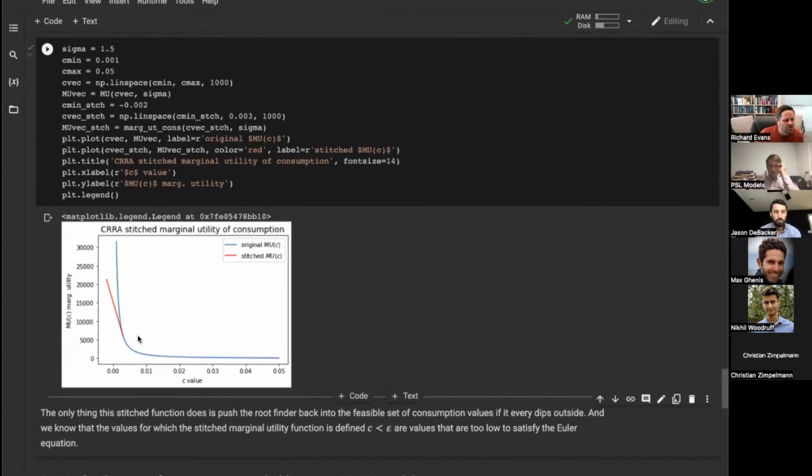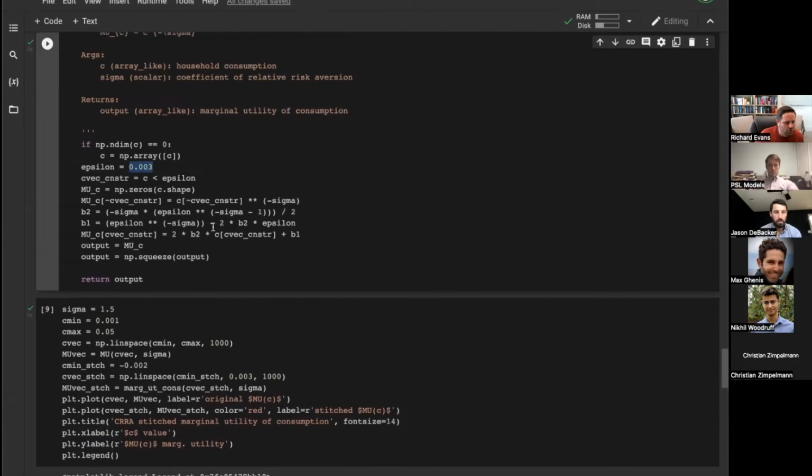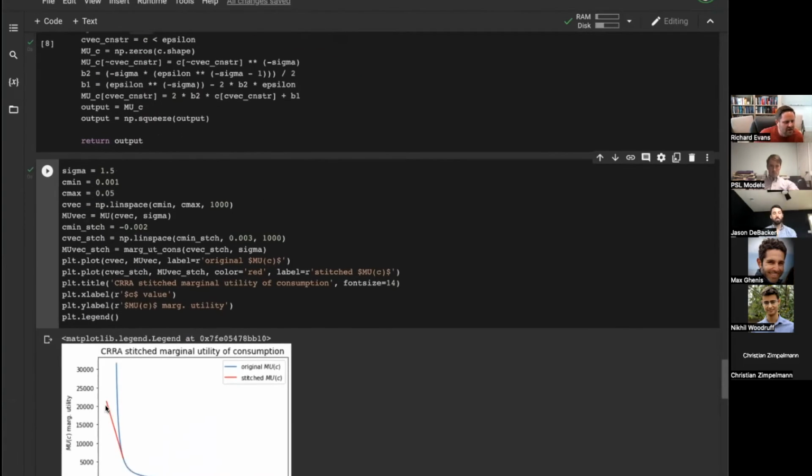So you can see the original marginal utility looks like that, and I've noticed the scale's way different here. And we've stitched this linear function to match the level and slope at some epsilon. I think the epsilon is hard-coded in this function at 0.003. And all that does, we know that these areas of consumption from 0.003 or lower are not where the solution is going to be. But all that stitch function does is it pushes the root finder back into the feasible range of consumption in a way that's much more computationally efficient than a minimizer or a constrained root finder.